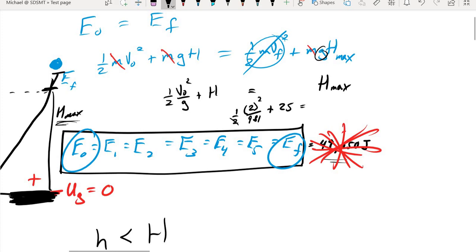I have a 2 down here. There are 2 2's in the numerator, so just 1 will remain. 2 divided by 9.8, that's not a whole lot. That is 0.2, or the equivalent of 20 centimeters. So the new max height would be 25.2 meters. Not a whole lot.